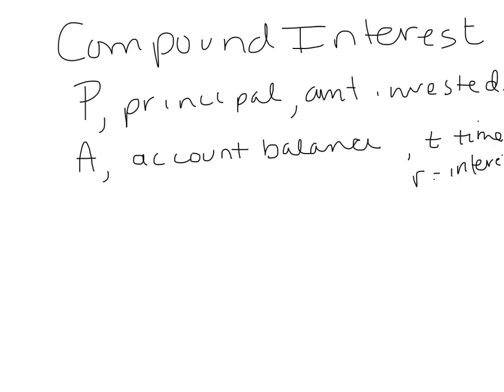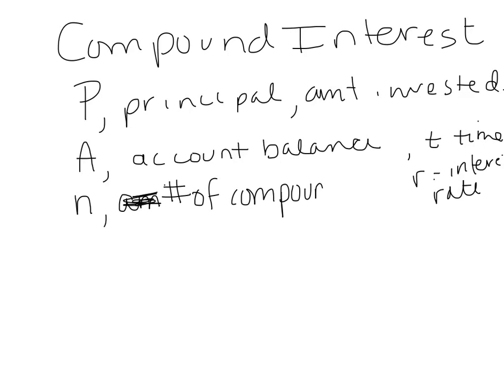We'll usually do that in years because we always do R is your interest rate as a yearly percentage. And what we're going to have is N, which is going to be the number of compoundings that you have in a year. So are you compounding twice a year? Are you compounding quarterly? Are you compounding every month, every day, every week? How often are you compounding?